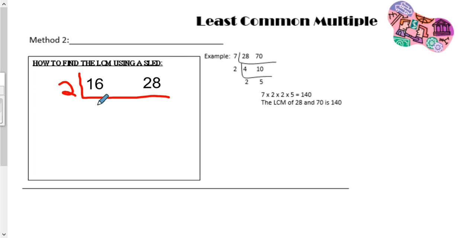So 16 divided by 2 is 8. 28 divided by 2 is 14. Those are both even again, so guess what? That can be divided by 2 again. 8 divided by 2 is 4. 14 divided by 2 is 7.